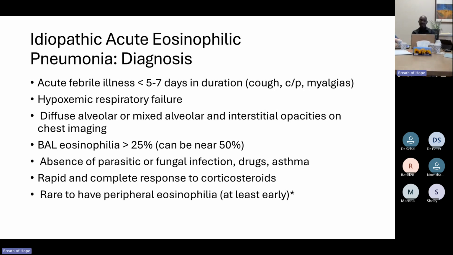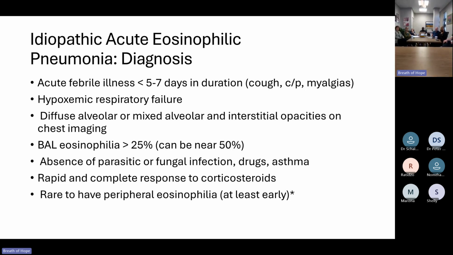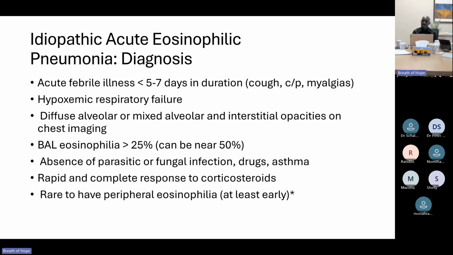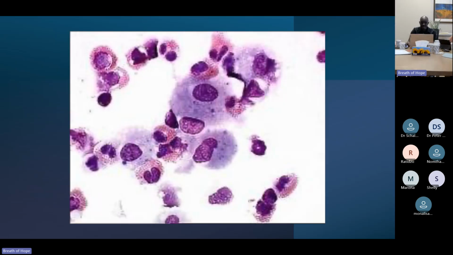Let's look at idiopathic acute eosinophilic pneumonia, because the diagnosis will be based on an acute febrile illness of less than 5 to 7 days in duration with cough and malaise. They tend to have hypoxic respiratory failure, and diffuse alveolar or mixed alveolar and interstitial opacity on chest imaging, bronchoalveolar lavage showing eosinophilia of more than 25% or nearly 50%, and absence of parasitic or fungal infections, drugs or asthma, rapid and complete resolution with steroids, and a peripheral eosinophilia. That's really what you see.